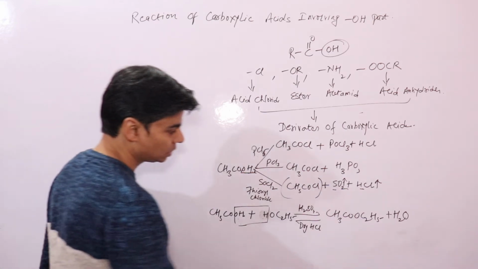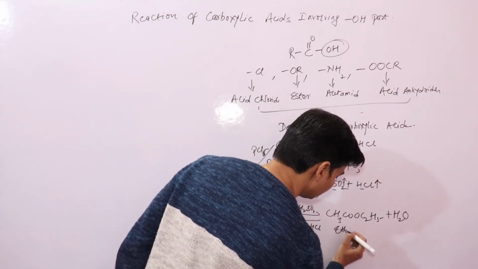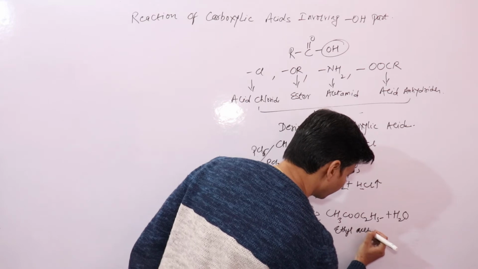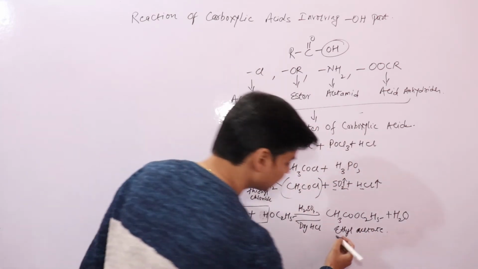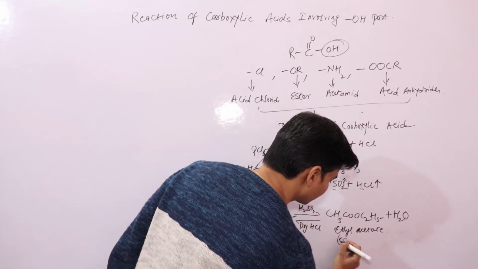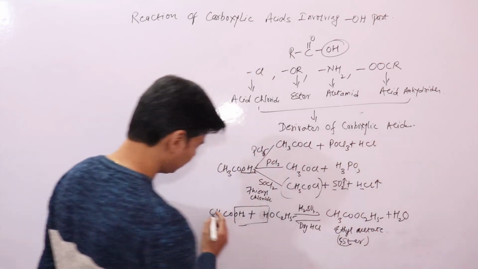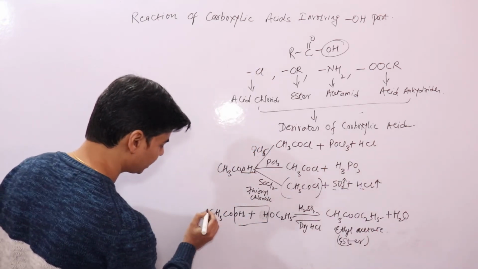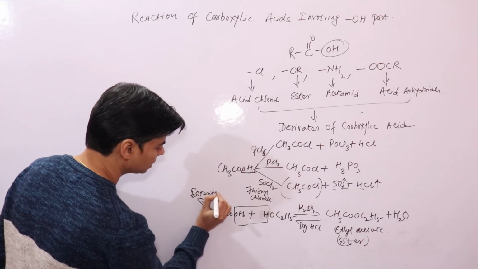So this product is your ethyl acetate. You derived it from acetic acid. This product is your ethyl acetate, and this is an ester. Make sure you understand, this is an ester, ethyl acetate, and this reaction is your esterification.